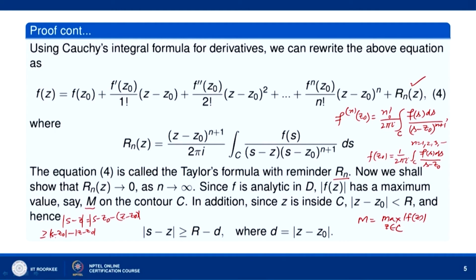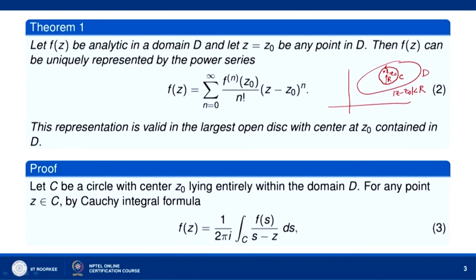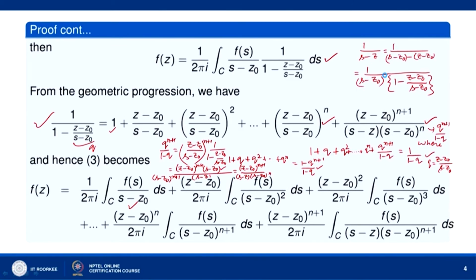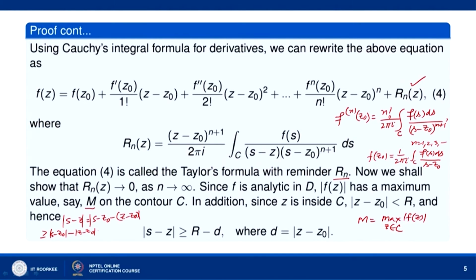And mod of s minus z naught is equal to r, because s varies along the circle C. This s is the variable of integration, and the integration is along the curve C. The radius of the circle is r, and z naught is the center of the circle. So, mod of s minus z naught is equal to r. So, this is r minus d. d is the distance of z from the center z naught.